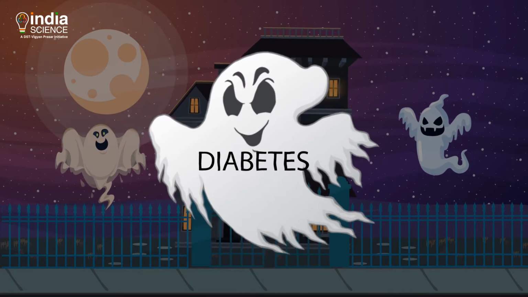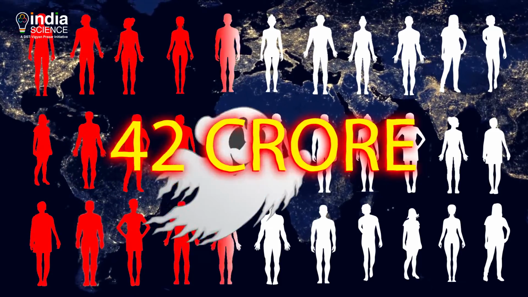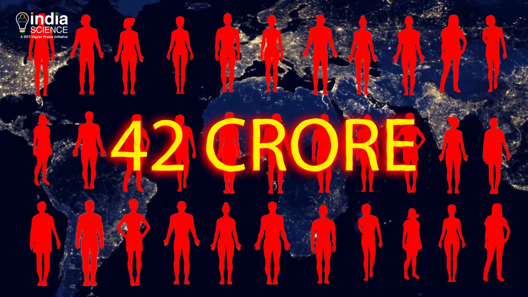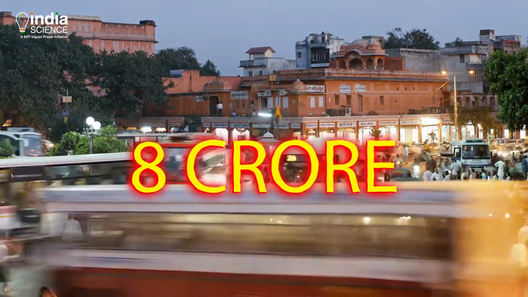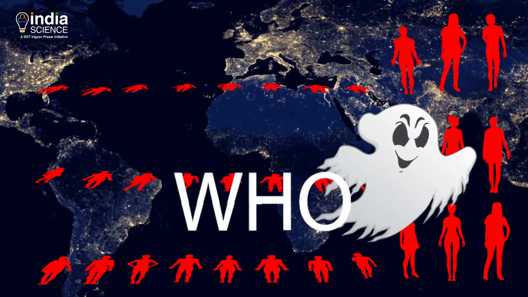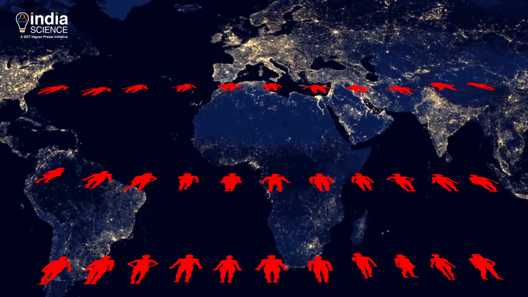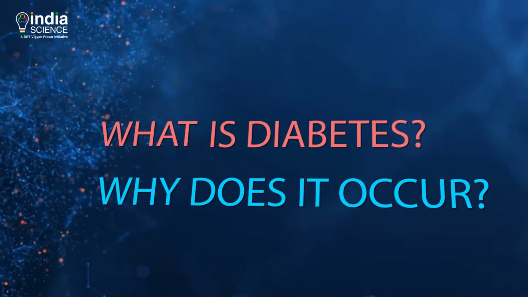Diabetes, a ghost we often come across nowadays. More than 42 crore people have diabetes across the globe, and India is home to around 8 crore diabetes patients. According to the WHO, diabetes is one of the leading causes of death in the world. But what is diabetes? Why does it occur?